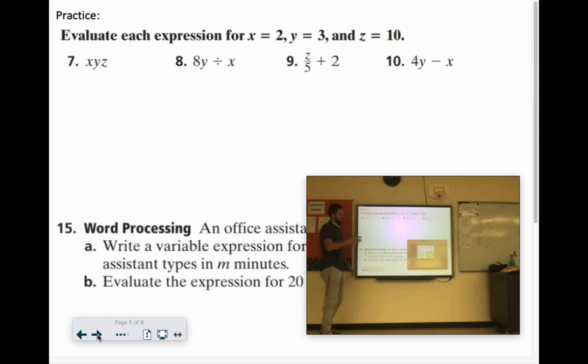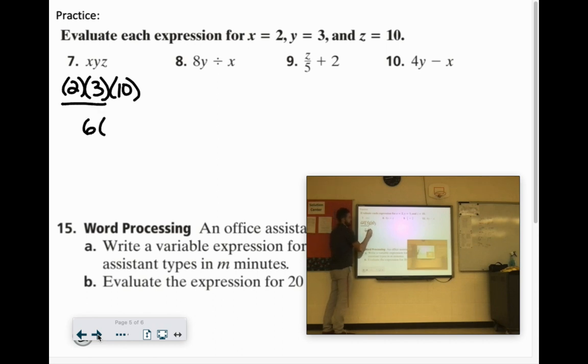All right, now it's practice time. So I'm going to go over these a little bit quicker. All right, x, y, z. 2 times 3 times 10. Left to right, it's all multiplication. 2 times 3 is 6. Times 10 gives you 60.